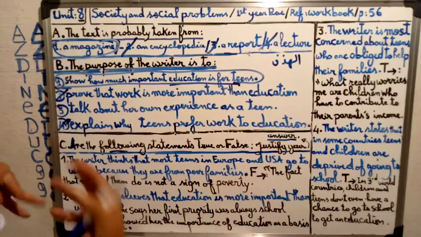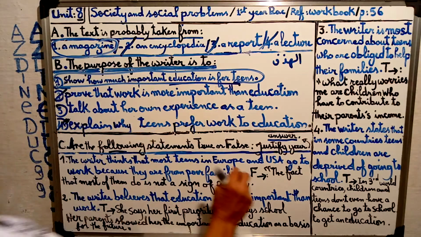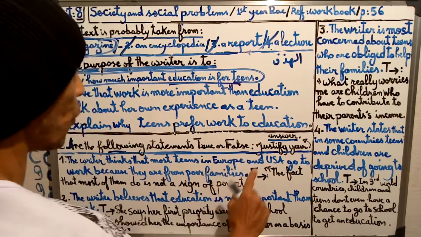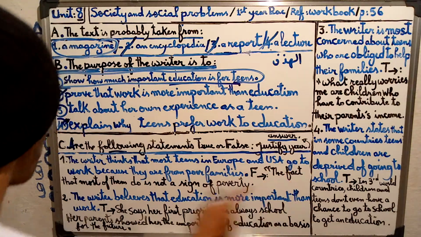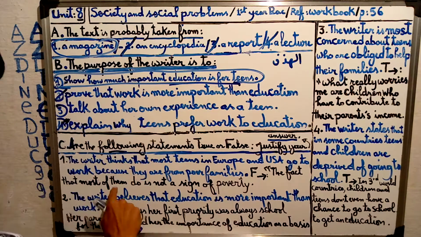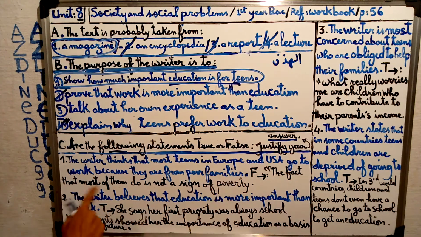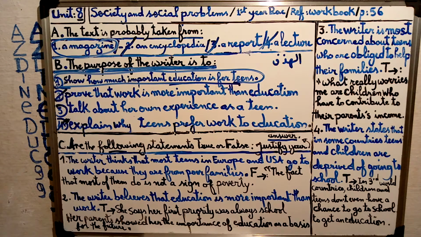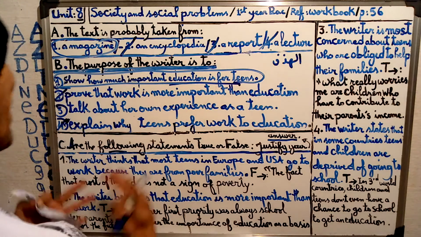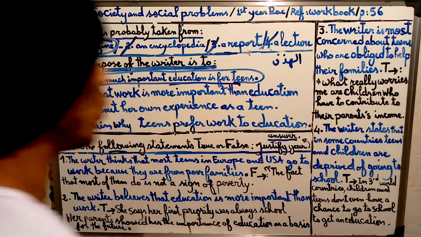Why? We quote. ما معنى quote؟ أعزائي هي الاقتباس من النص، نجيبه من النص. This is false. فننصح ونعلل الجواب. She says, the fact that most of them, referring to children and teens, do is not a sign of poverty. Le fait que la plupart de ces enfants travaillent, ce n'est pas un signe de pauvreté.